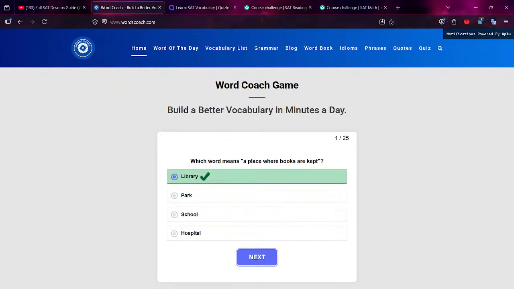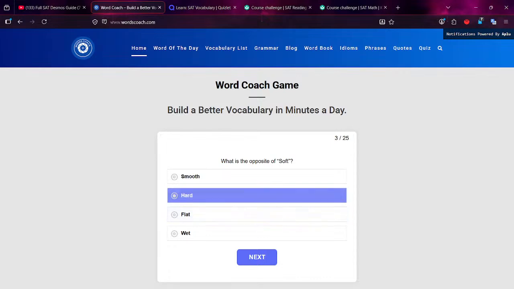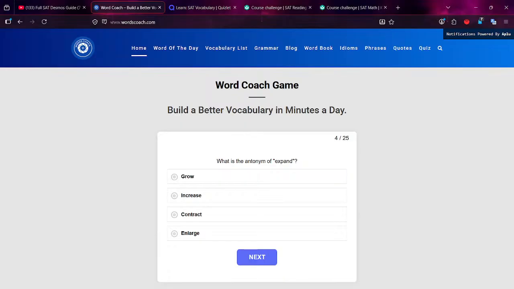That's going to be library. What does flexible mean? Flexible means adaptable. Right, what's the opposite of soft? That's going to be hard. What is the antonym of expand? So expand means to grow or stretch. So expand's antonym is going to be to contract.